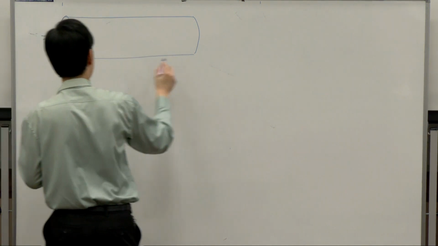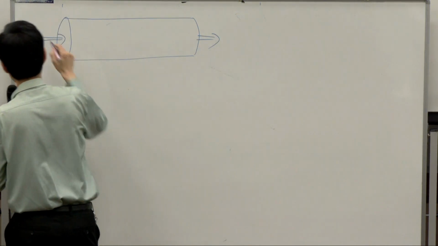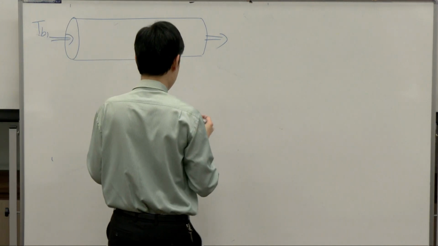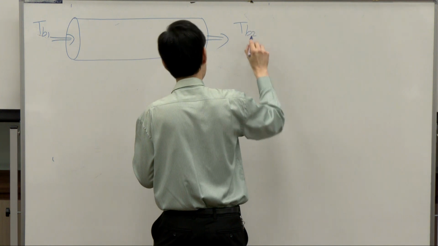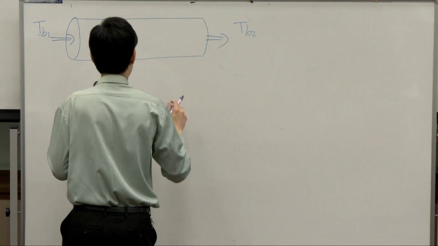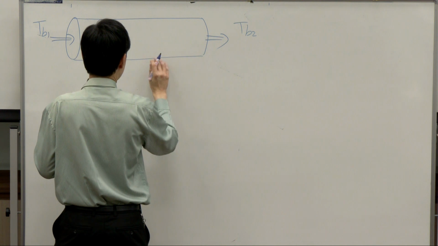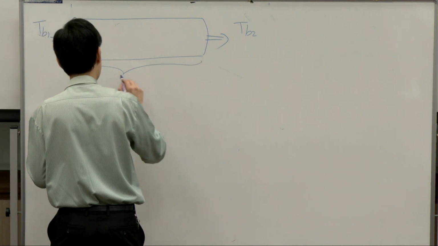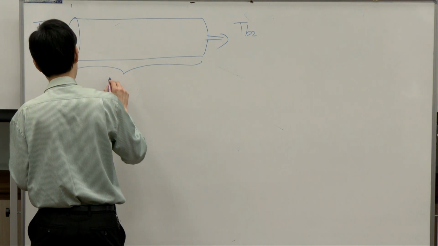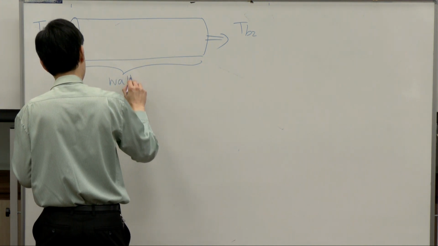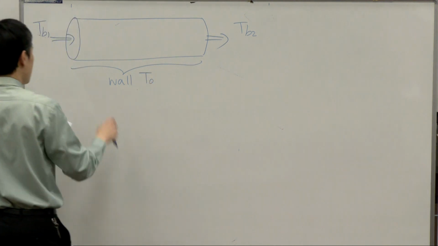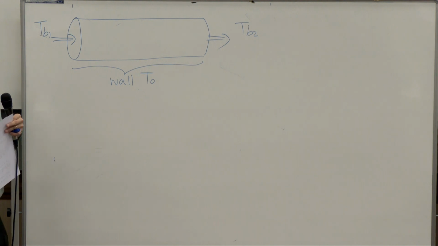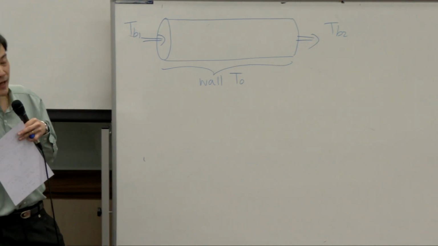Example is, I have a pipe, there's water going in, the bulk temperature in is TB1, temperature going out is TB2. Now, to make things a little bit easier, for this particular example, I am going to set the surface temperature or wall temperature to be T0 uniformly throughout the pipe. Okay? How can we get uniform temperature in real life?